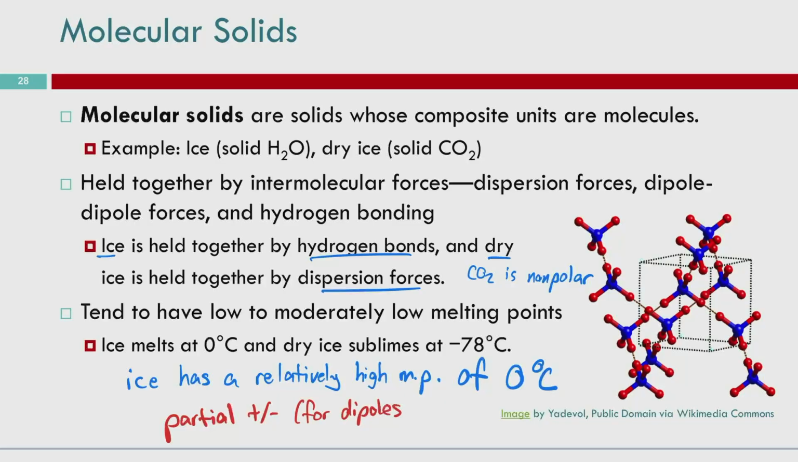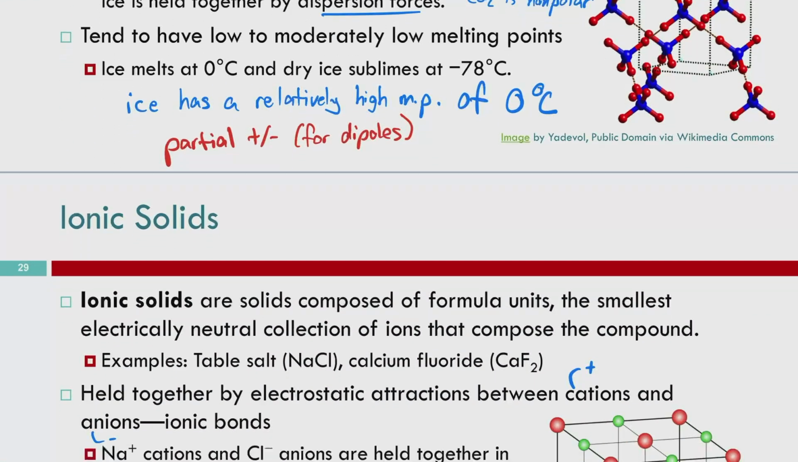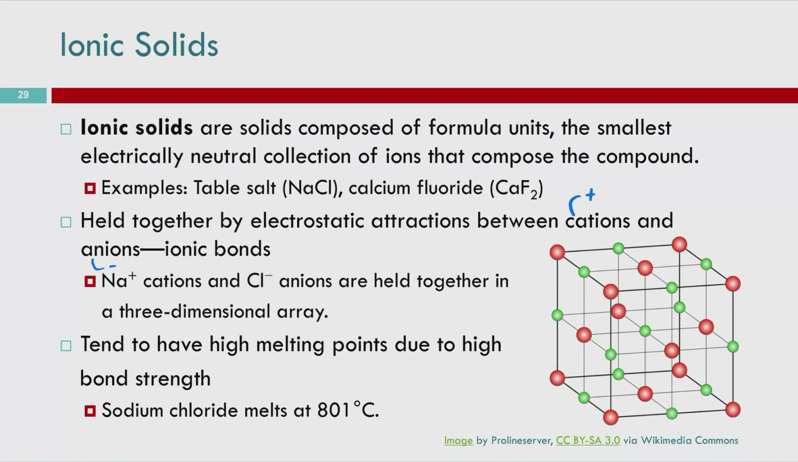Not everything has dipoles. In ionic solids, these are full positive and negative. So we were looking at partial positive and negative. That's going to be relatively weak because it's just a little bit of plus or minus. Ionic bonds, we've got full plus and minus. And because we've got full plus and minus, we can think of these as being really strong magnets compared to the relatively weak magnets of the molecular solids. And these are going to tend to have high melting points because of the high bond strength.